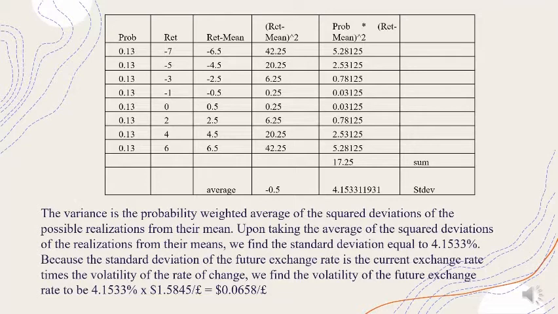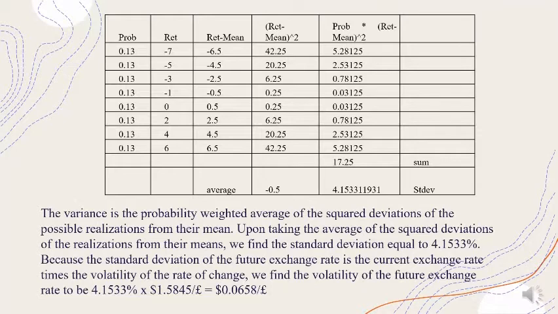The second column shows the returns that were given in the question. The third column shows the return minus the mean that we had calculated of -0.5, and the fourth column is the square of the return minus mean, and the fifth column is the expected value of the events to occur, which is calculated by the probability times the fourth column, that is (return minus mean) squared. So we take a sum of that column, and we get a variance of 17.25.